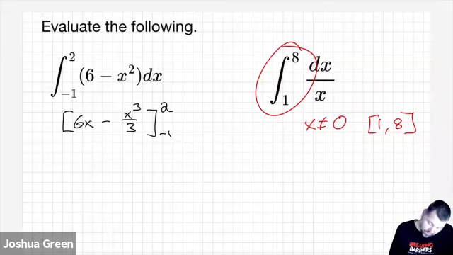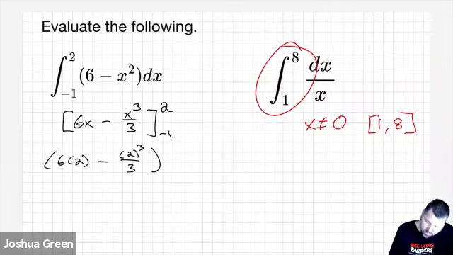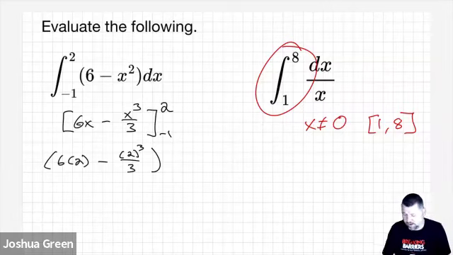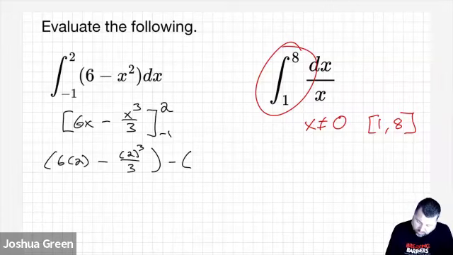From here, once we have the antiderivative, this is where we're just plugging in the values that we were focused on. Hey, I have a definite integral that I want to evaluate here. So I'm going to do 6 times 2 minus this 2 cubed all over 3. All right, that's just plugging in 2. I like to put parentheses or brackets around that. And then I'm going to subtract, plugging in the negative 1.